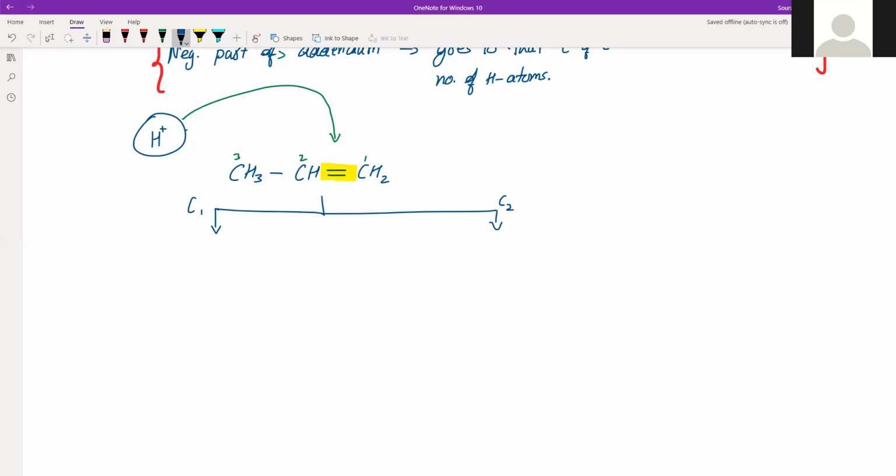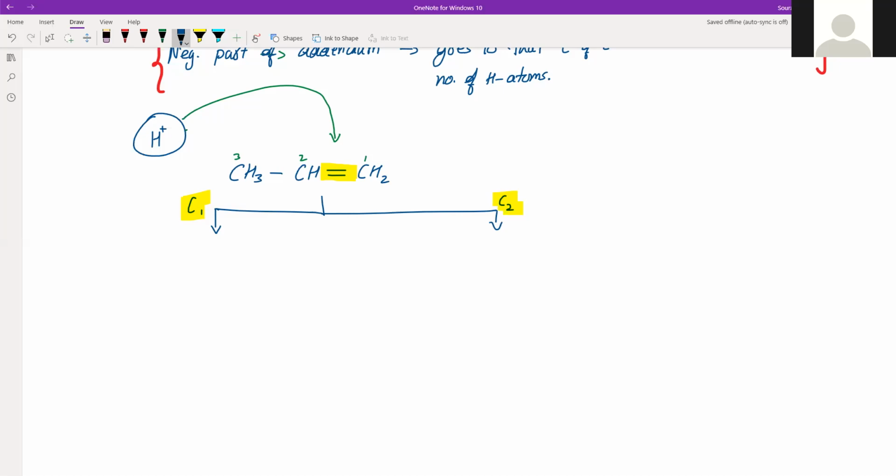So now this H plus, which is coming here, gets attached to carbon 1 or carbon 2. So what happens if it gets attached to carbon 1? A carbocation will be formed. What will that carbocation look like?